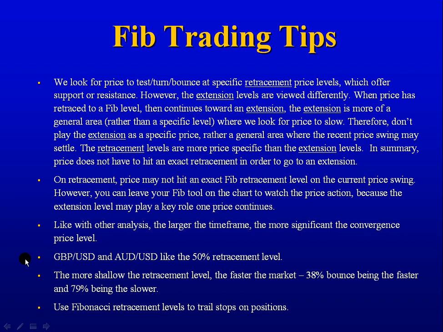A side note, the pound dollar and the Aussie dollar like the 50% retracement level for some reason. I don't know why, but it does. The more shallow the retracement level, the faster the market is moving. So if price comes down to the 38% retracement after maybe a key reversal day, then the bounce, that second ensuing leg, can be quite generous. If it's bouncing at the 79% retracement, the swing is typically slower or the market is slowing down. We will also learn how to use the Fibonacci retracement levels to manage our trail stop levels on current live positions as well.